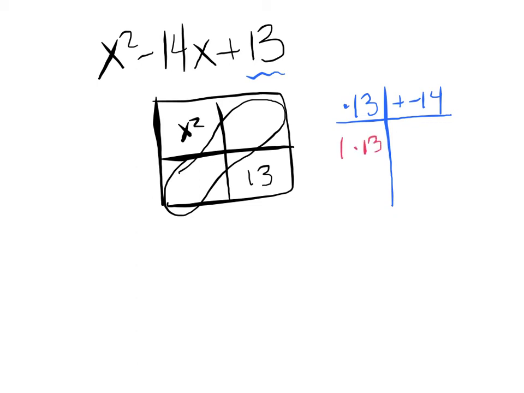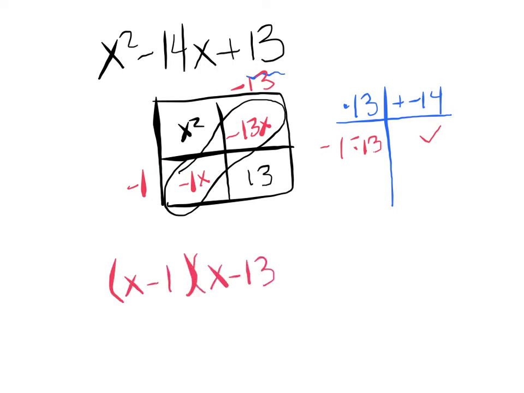Think about numbers that multiply to be 13. 1 and 13. That's about it. But if they're going to add to be a negative 14, they both need to be negative. So we have negative 1x and negative 13x if we were going to fill in our area model. So our two factors are going to be x minus 1 and x minus 13.